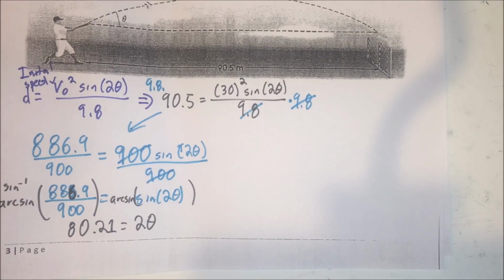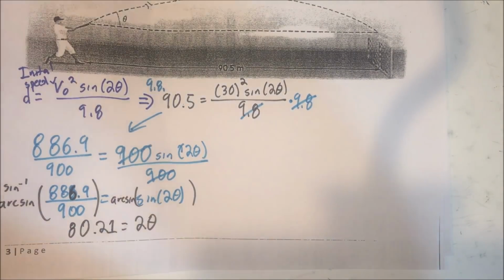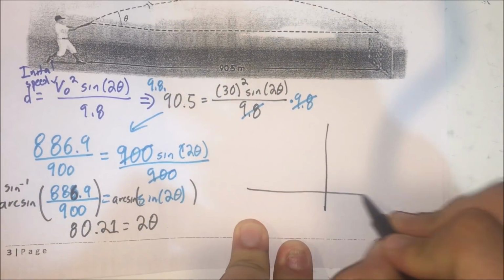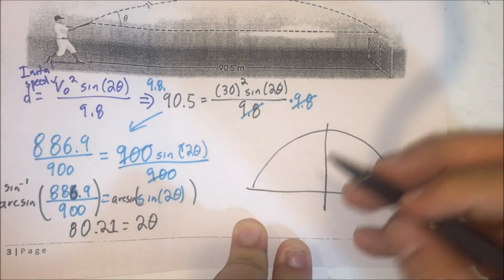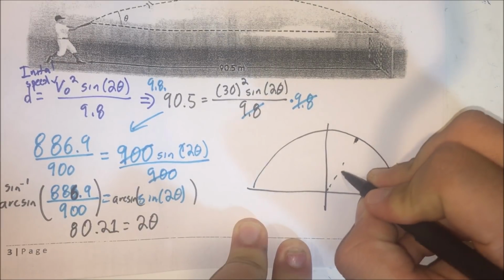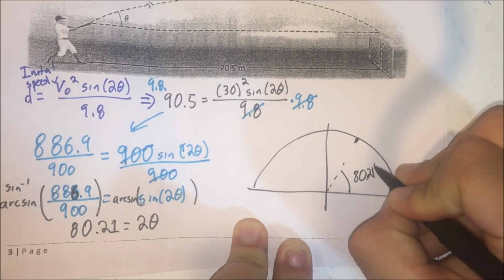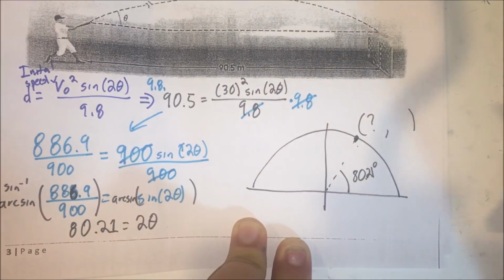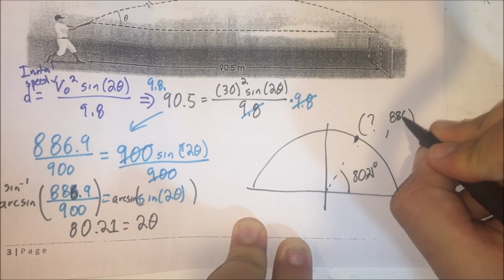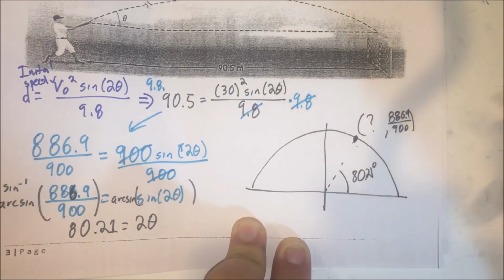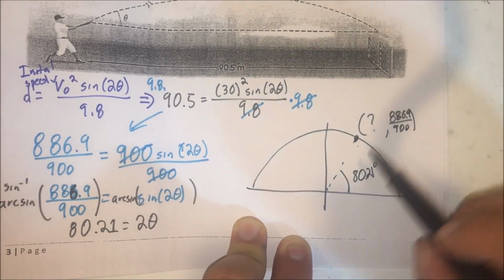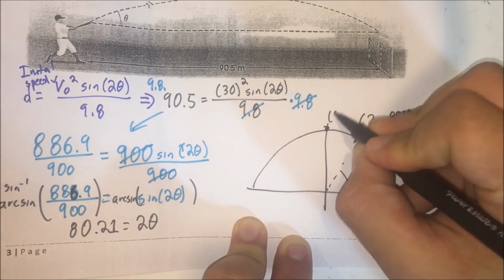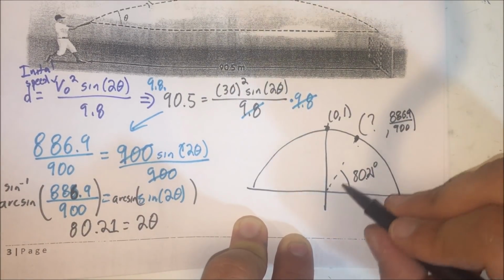Now, here's the thing, though: we actually just got the arc sine of 886.9 over 900. And what that gave us, if I draw out a unit circle here, is the sine. So out here at 80.21, that tells us that the sine, or the y-coordinate (cosine doesn't matter, that's usually the x-coordinate), is 886.9 over 900, which, if you think about it, is close to 1. It's really close to 1, which is why it's way up here. It's almost 90, where sine would be 1, but it's not quite there.